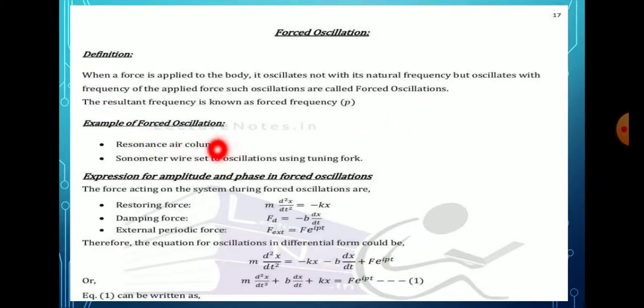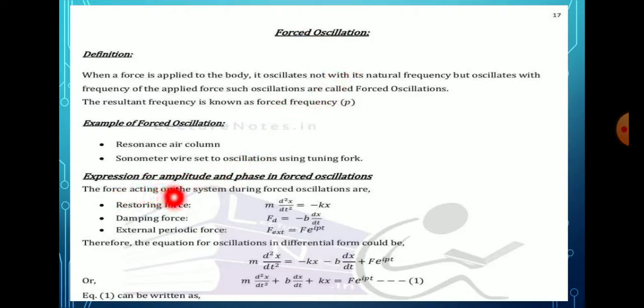An example of forced oscillation is resonance in an air column, or a sonometer wire set to oscillation using a tuning fork. This experiment we have done in 12th class. In that sonometer, when the tuning fork is tapped on a rubber pad and put on the sonometer wire, it vibrates, and a small piece of paper falls down. That is the sonometer wire set to oscillate. It's an example of forced oscillation.